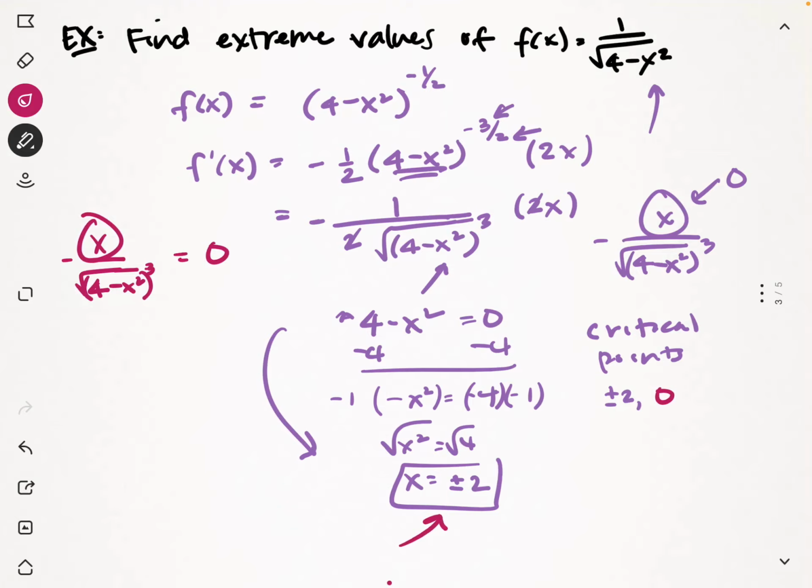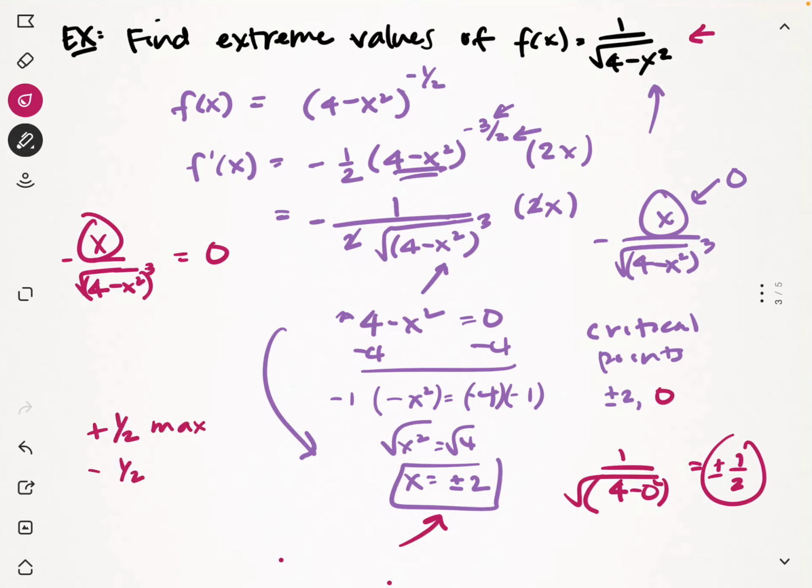Okay, so when we go back and plug in here, we're going to say that 1 over the square root of 4 minus 0 squared is going to be, well, 4 minus 0 is 4, square root of 4 is 2. So we should also be looking at positive, negative 1/2 as our extreme values. So the positive 1/2 would be a local max. The negative 1/2 would be a local min.